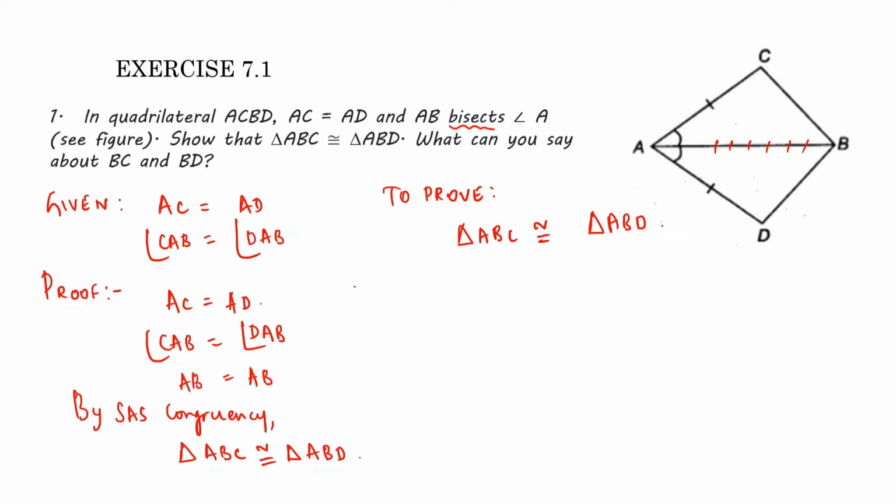But the question isn't over yet. Let's look at the second part of the question. What can you say about BC and BD? Since we have already proved that triangle ABC is congruent to triangle ABD, now we can easily say by corresponding parts of congruent triangles that side BC is equal to side BD. Hence proved.